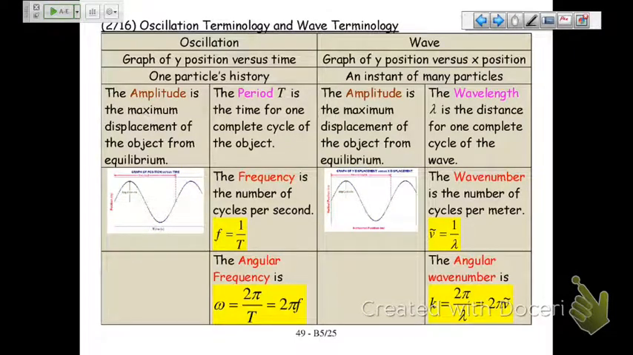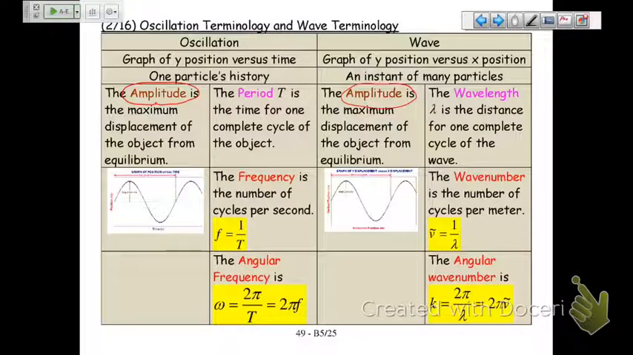This is a really important page. I'd like you to spend some time at home looking at this, because this is a distillation of when I started realizing that oscillations and waves were two distinct things, and waves contained oscillators, but oscillators didn't necessarily have to be part of a wave. I started dividing up the language, and it started to make a lot more sense, because we talk about the amplitude of oscillators, and we talk about the amplitude of waves. That's pretty obvious. It's the same thing.